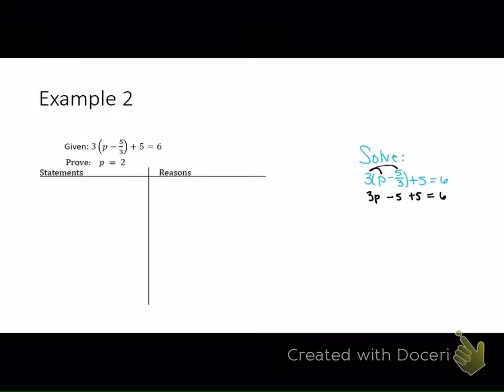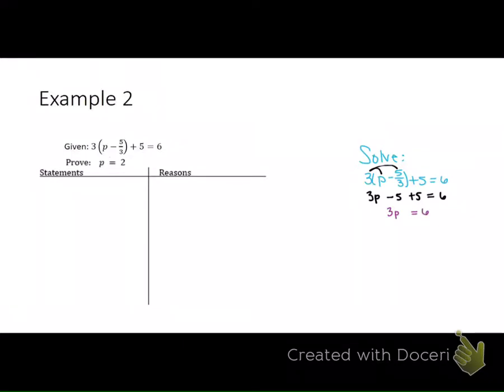Josh, what would you do now? You would add the like terms. And what would you get? 3p plus 0 equals 6. And we don't have to put plus 0 there, but you did. You combined your like terms. Very good. That's fine. You didn't do anything wrong.